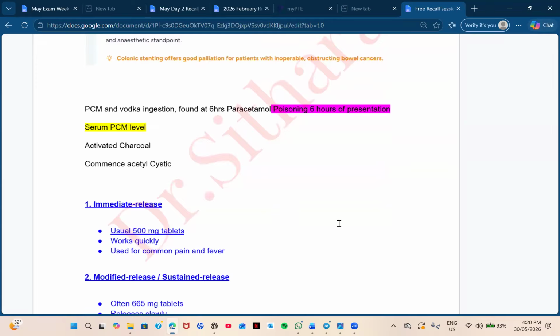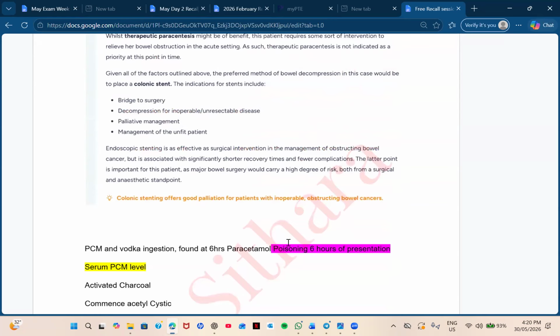Paracetamol poisoning. So, what do you know about paracetamol poisoning? This also came in February, and I think in March also. Okay, I'll quickly explain. I think I have explained paracetamol poisoning in different classes in our high yield revision classes for the exam, but it's fine. I will go through it quickly.